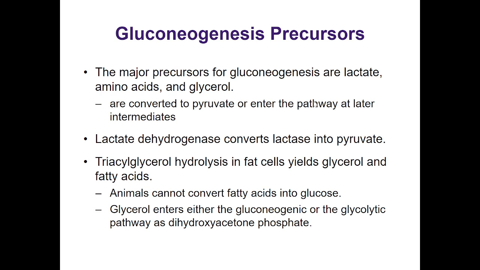So lactate dehydrogenase is going to convert lactate into pyruvate. Triacylglycerol hydrolysis in fat cells will yield glycerol and fatty acids. Animals cannot convert fatty acids into glucose directly. Glycerol is going to enter either the gluconeogenic or the glycolytic pathway as dihydroxyacetone phosphate. Remember dihydroxyacetone phosphate? It's the one that interconverts back and forth. Okay, that's where the glycerol enters.